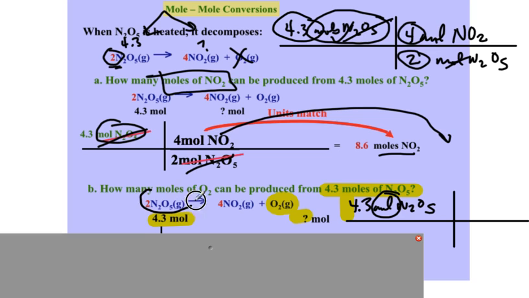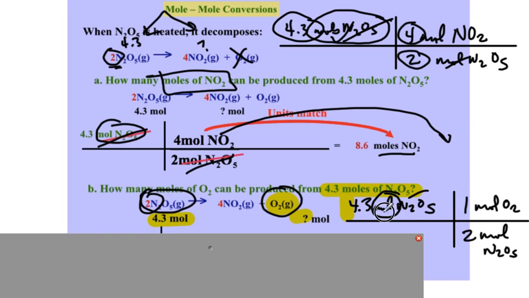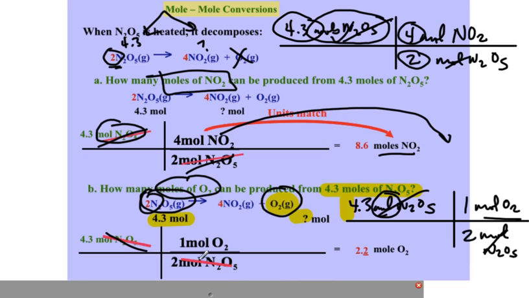In this case, my mole ratio will be my turkey. So I automatically copy moles N2O5 on the bottom, and then on the top, moles of O2. The coefficient there is 2, the coefficient there is 1, and I'm good to go. Cancel, cancel. I'm left with moles of O2, which is what the question asks for. 4.3 times 1 divided by 2 is going to be 2.2.